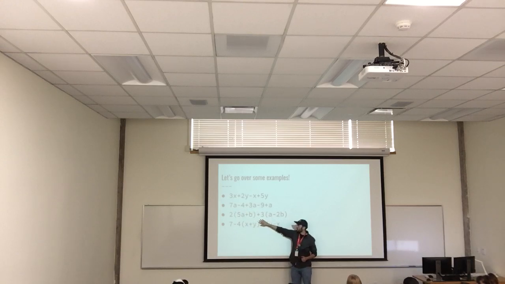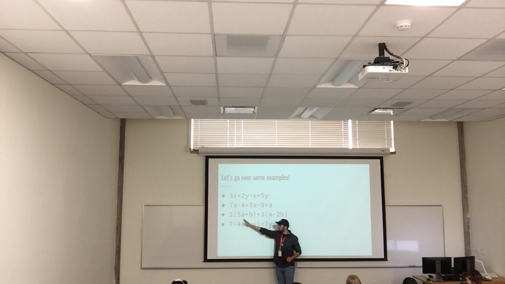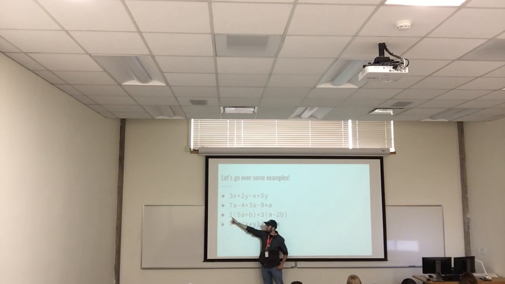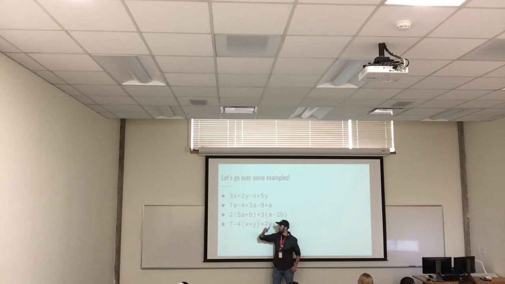How about the third one? This one's a little bit trickier. You guys know the distributive property. When you have something in parentheses like this, and there's a number out front, you're multiplying everything inside by that number. It'd be like saying 2 times 5a plus 2 times 2b, so it would be 10a and 2b.